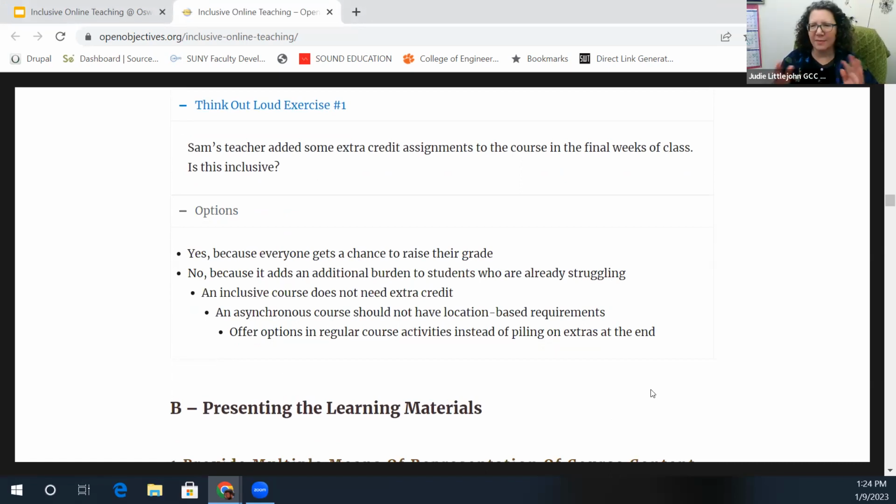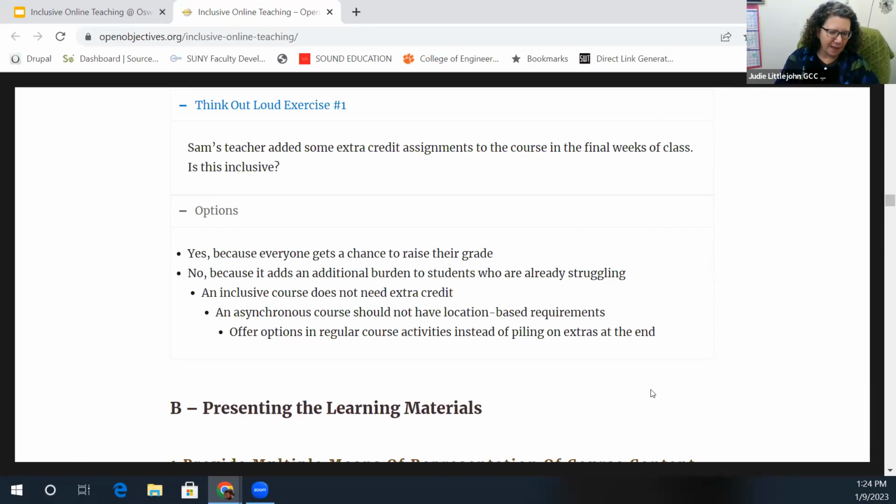So here are some arguments. Oh, and Michelle, welcome. I'll give you the URL to where we are. You can argue, yes, it's inclusive because everybody gets the chance to raise their grade. But then we can say no, because it's adding an additional burden to students who are already struggling. And that's kind of where I see it.